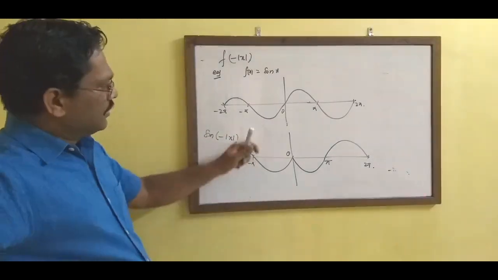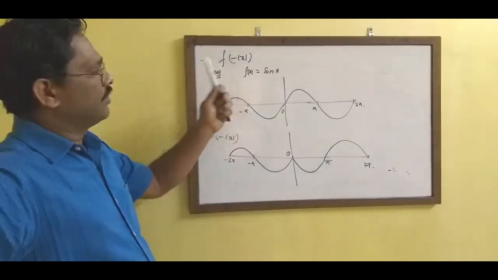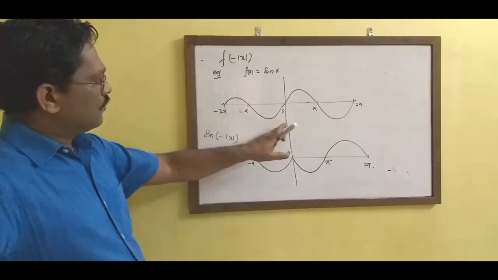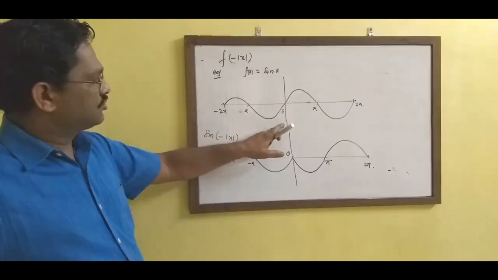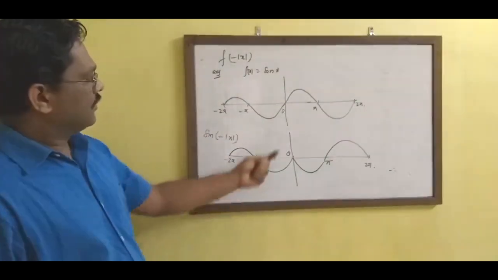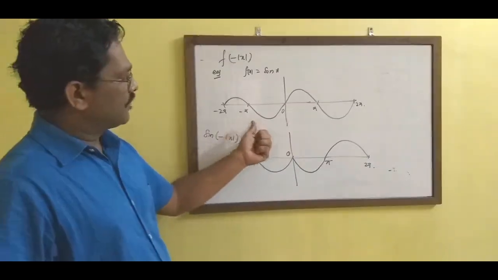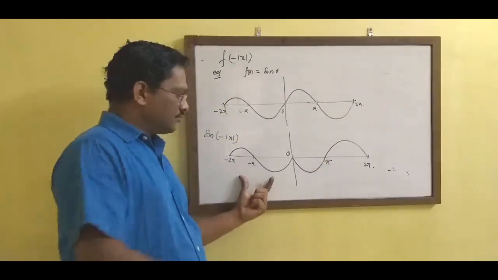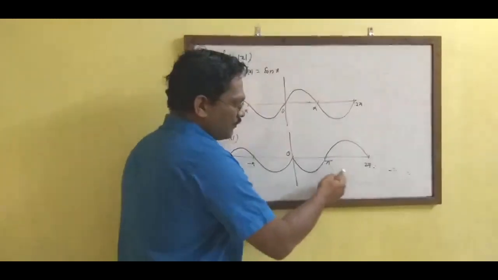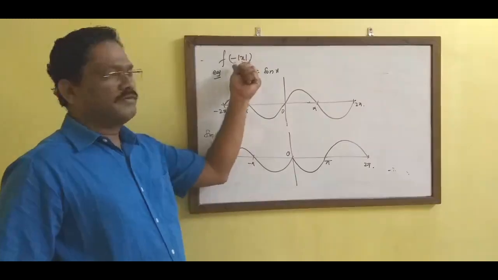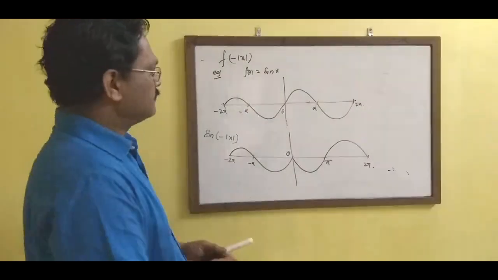Now, as you can see, for drawing f of minus mod x, you need to consider only the part of the function which is valid on the left hand side of the x-axis. Forget the part which is on the right side. Take the mirror image of the remaining part about the y-axis and you get the graph of f of minus mod x.